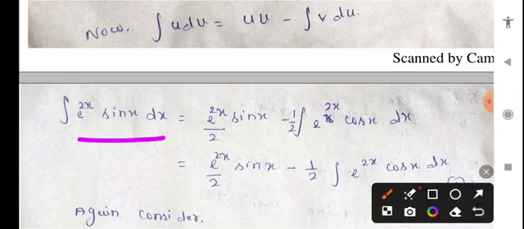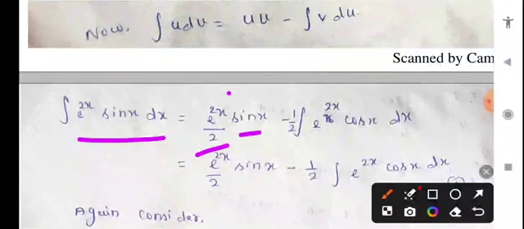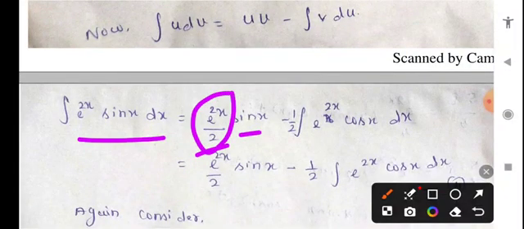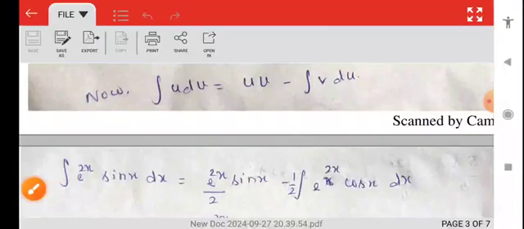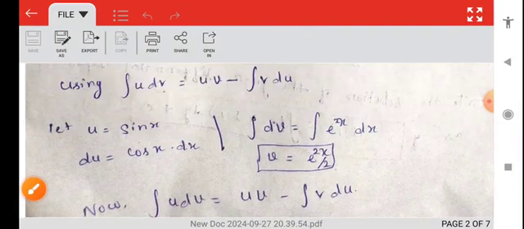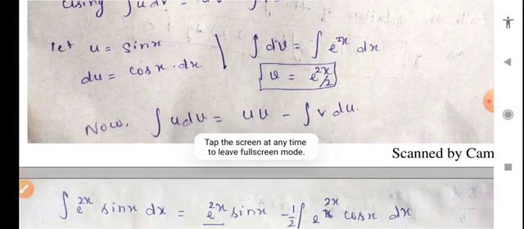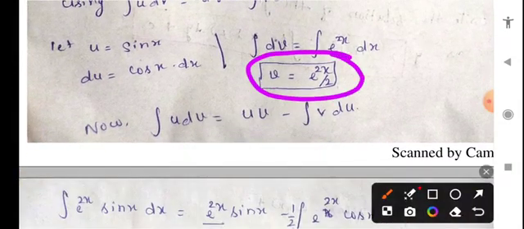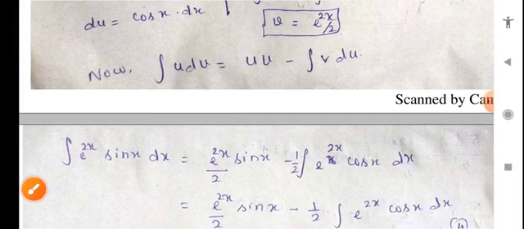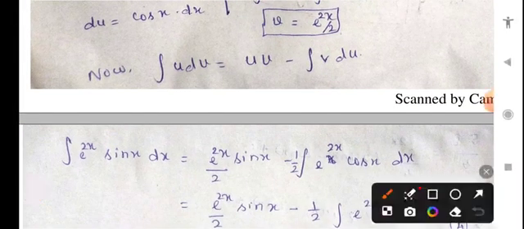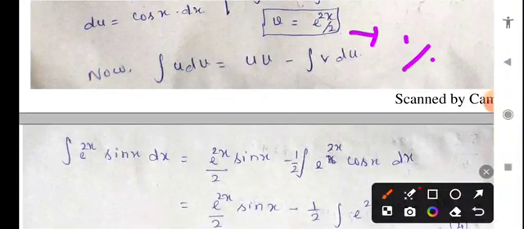first, uv. What is u here? It is sin x. What is v here? It is e power 2x divided by 2, minus integral over v du. So v is e power 2x divided by 2. From this we can write 1 by 2 into e power 2x.